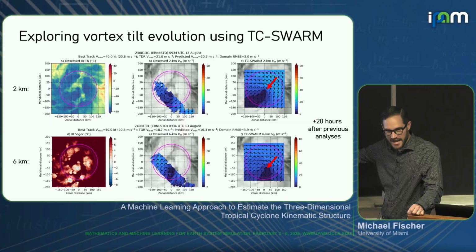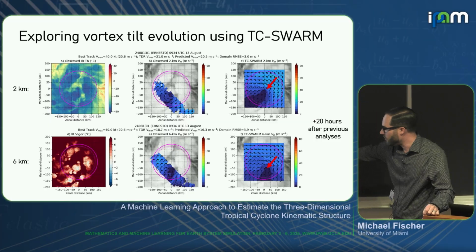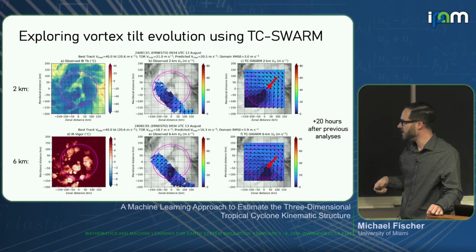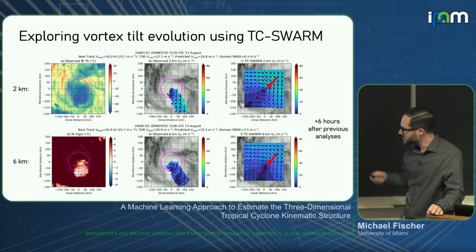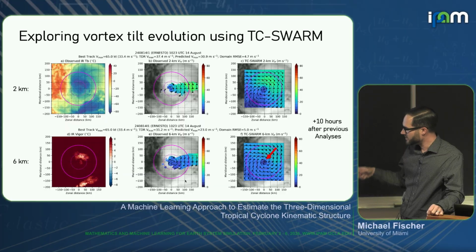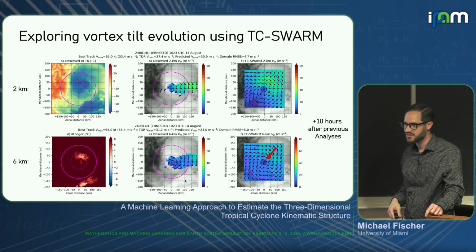So we can go 20 hours later, where we happen to have another TDR analysis, and we can see that now on the bottom right, this mid-level center start to slowly shift towards the location of the low-level center. 6 hours later, we can see it move closer. 9 hours after that, we can actually see the development of this robust mid-level center that eventually becomes aligned at about the same time we see it in observations.